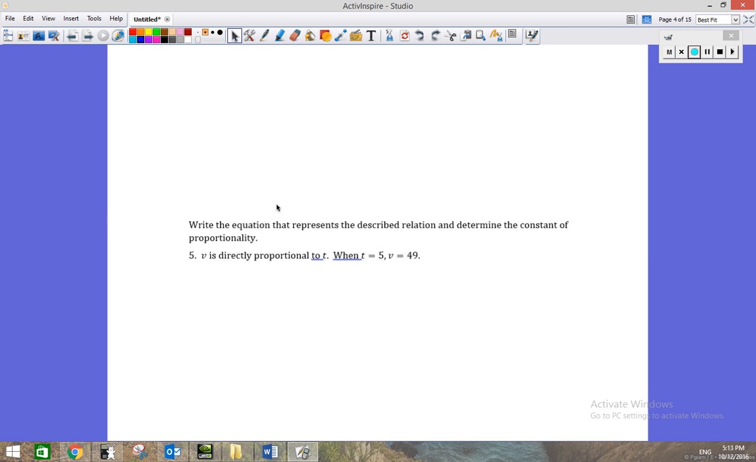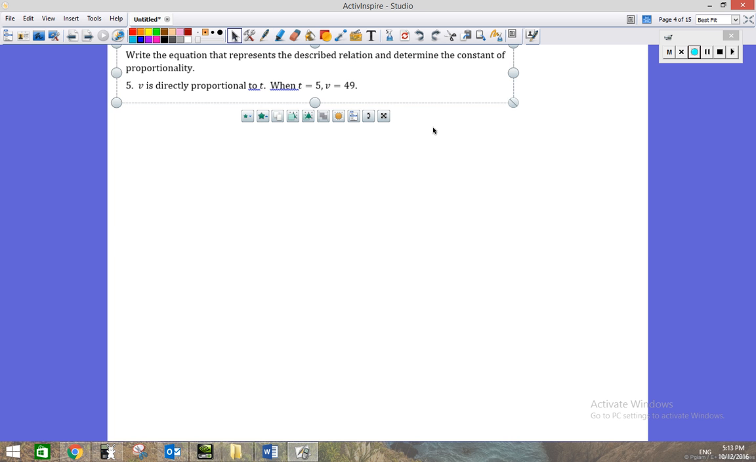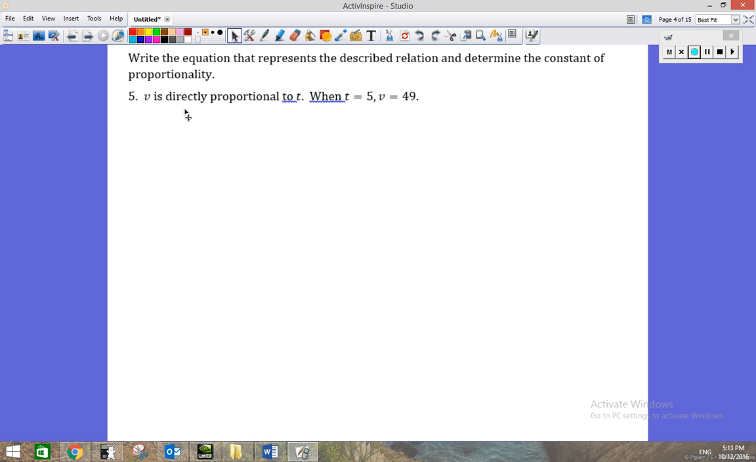In problem 5, it's taken a step further. So let's take a closer look at these. The first sentence is just like it was in the previous problems. V is directly proportional. I have my constant of proportionality. When I see that it varies directly or directly proportional, I think multiplication. So it's k times t.